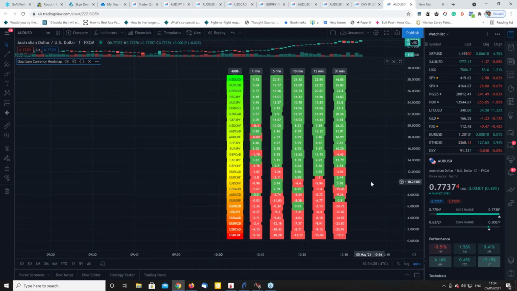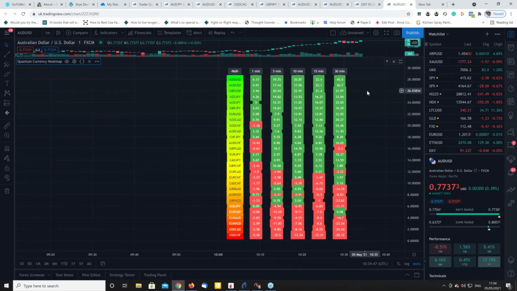The big difference between the heat map on TradingView and the heat map on all the other platforms is that you will be able to choose these time frames. Now, I've actually set these, as you can see, 1 minute through 30, but you can choose anything you like. Anything that is on the platform you can choose, and of course you can have multiples of this as well.